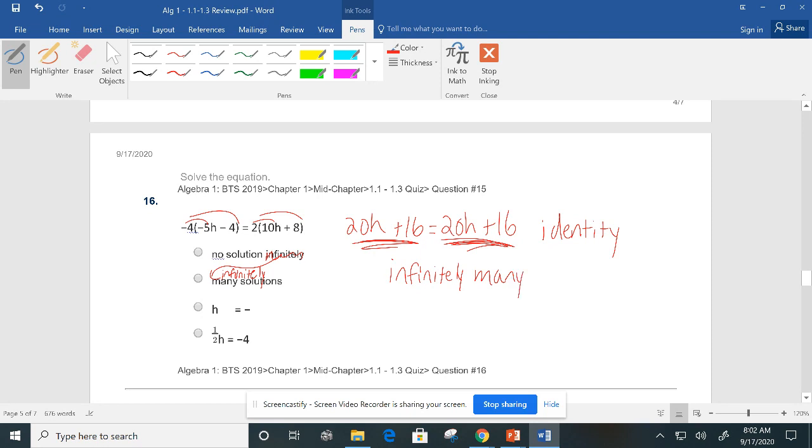If you wanted to continue, and you subtracted that 20h from both sides, you're going to end up getting 16 is equal to 16, which is a true statement, showing that you've achieved the identity and have infinitely many solutions.